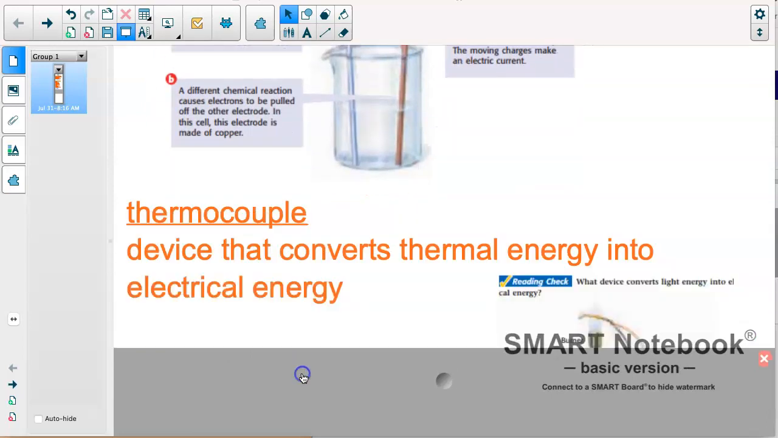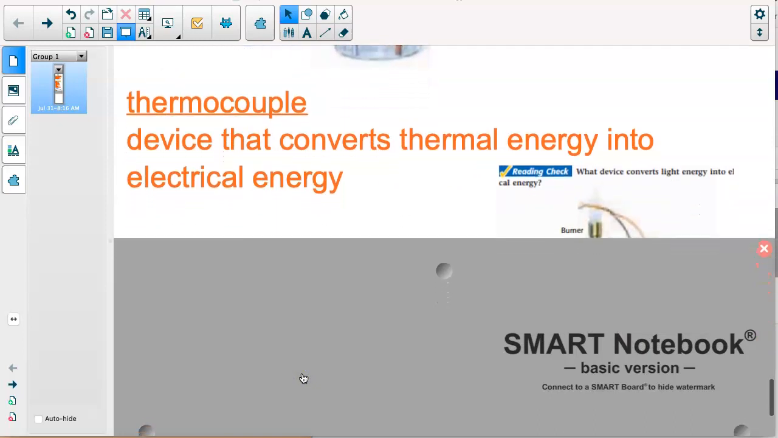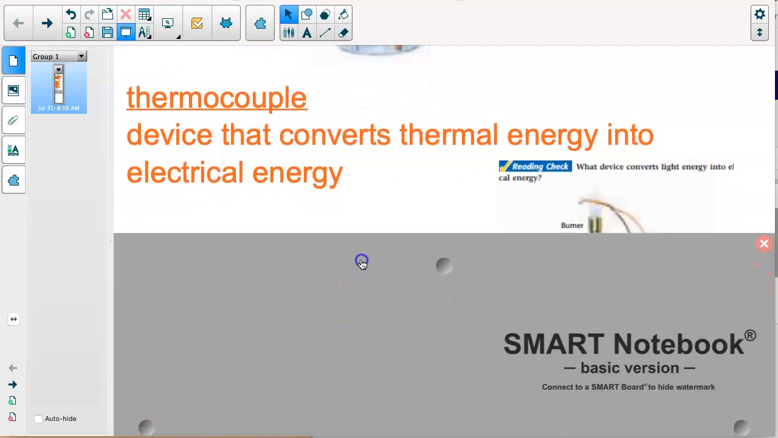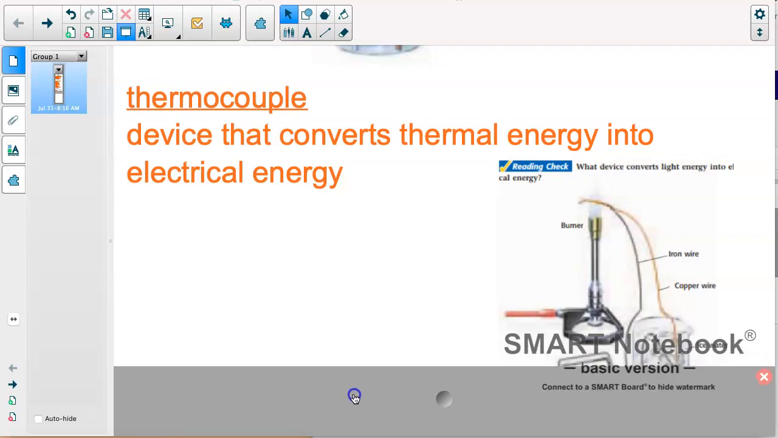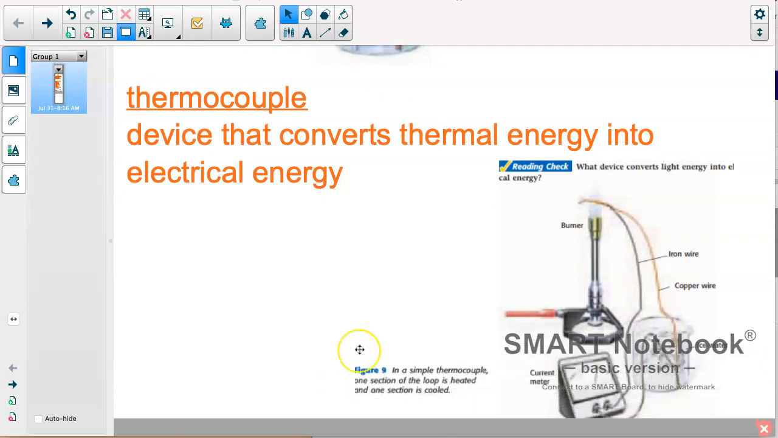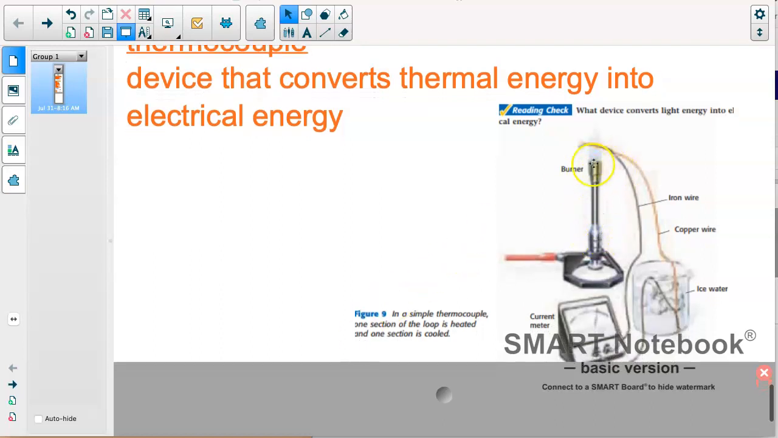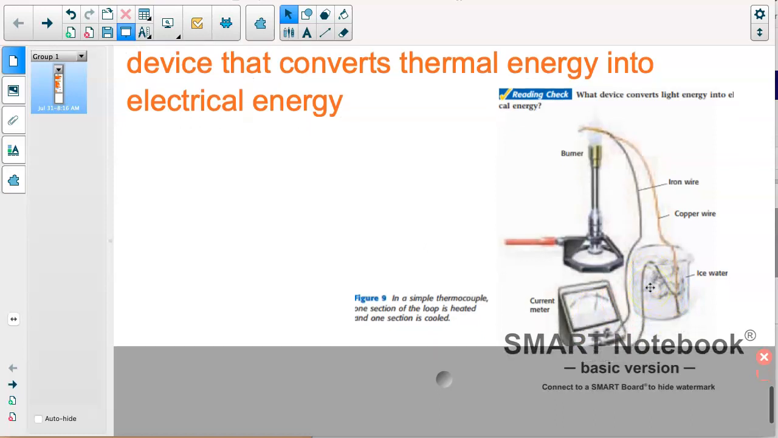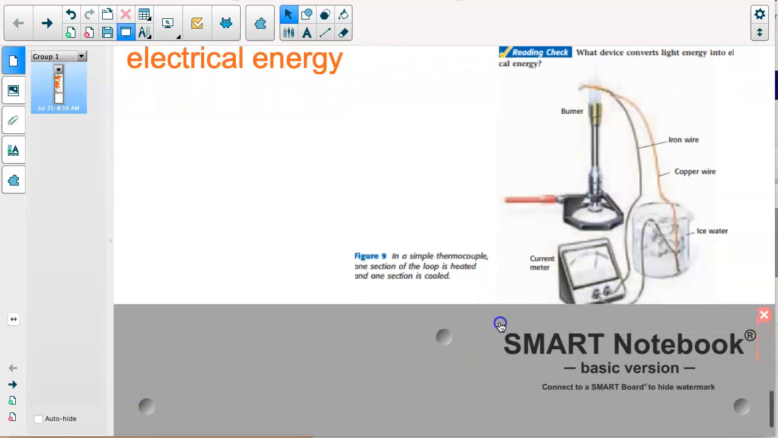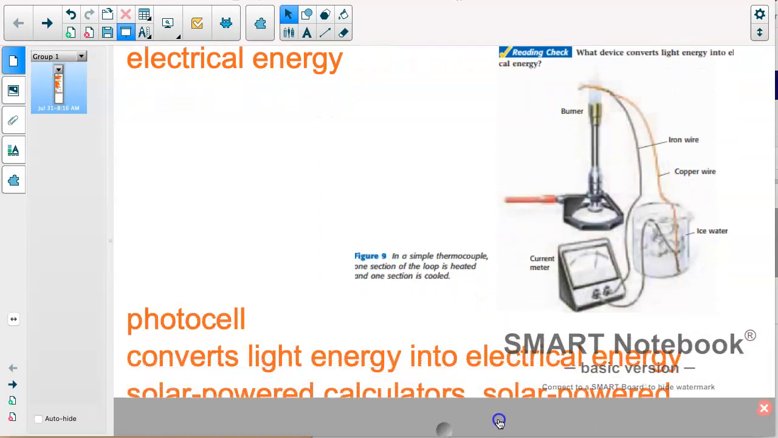We have what are also called thermocouples. These convert thermal energy into electrical energy. So heat something up, right, and then it's converted. They use an example here of a thermocouple. What happens is this is a Bunsen burner, which we have in our science lab. This is a flame right here. It's going to heat up this iron and copper wire, right? And there's a meter here that you can see with ice water. You end up cooling one section, and it's going to convert that energy. So that's just the basics of it. We're not going to spend a lot of time on that.